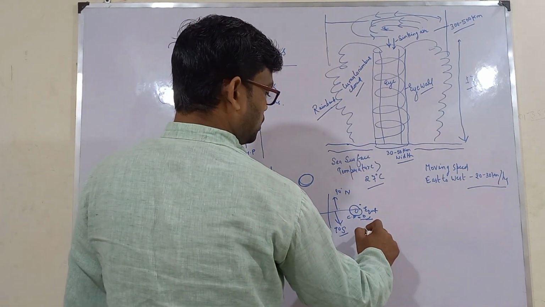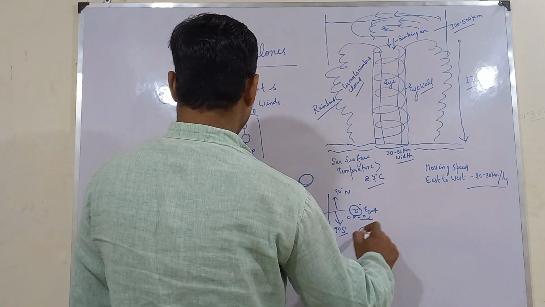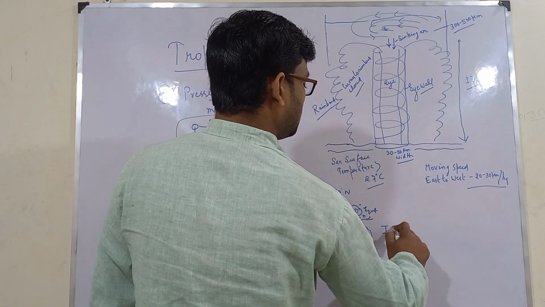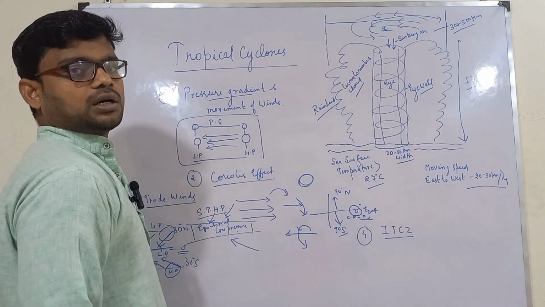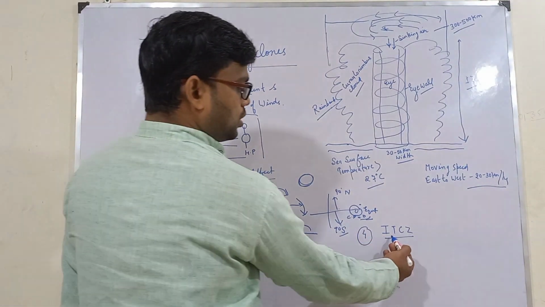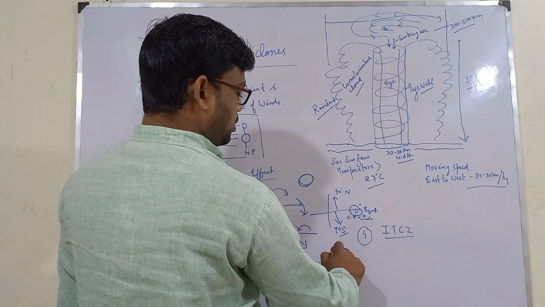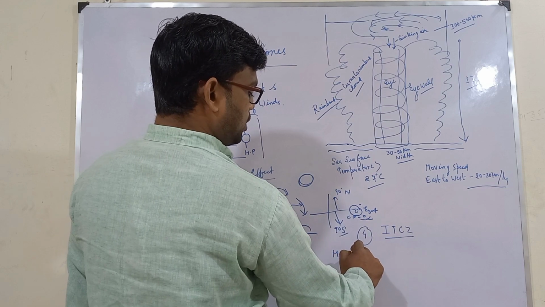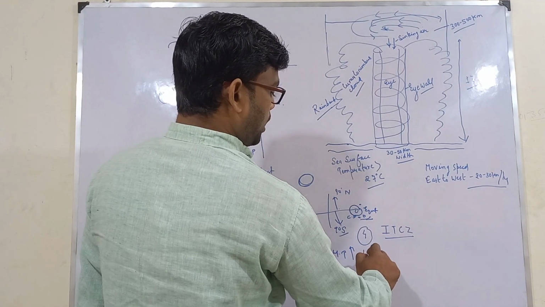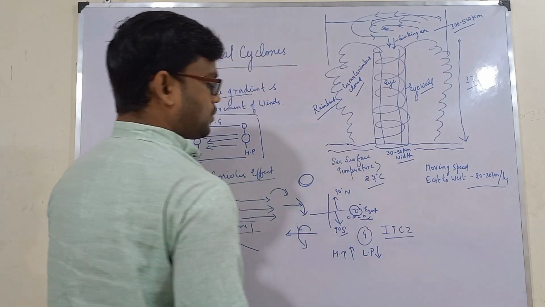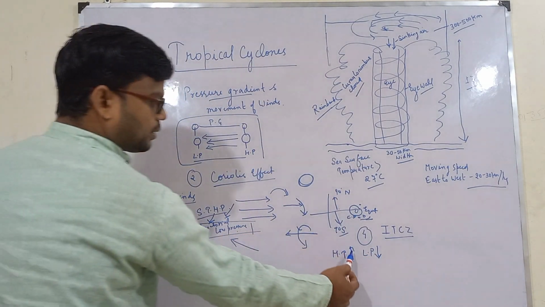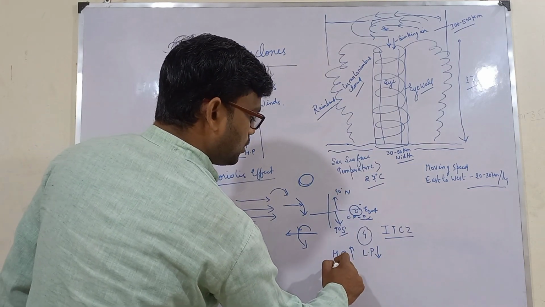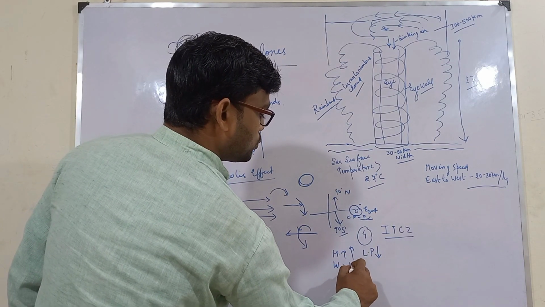And the fourth point is ITCZ. Now ITCZ here means intertropical convergence zone. Now what is this? ITCZ is a high temperature and low pressure area, which means this is a high temperature and low pressure area where winds converge.